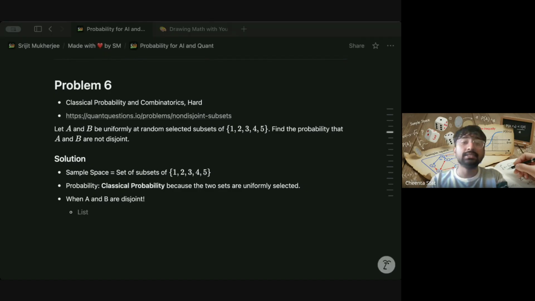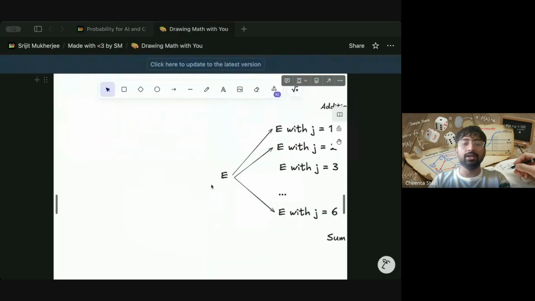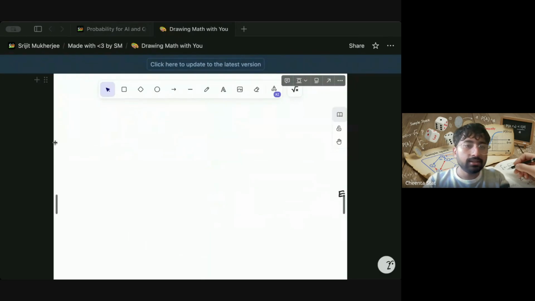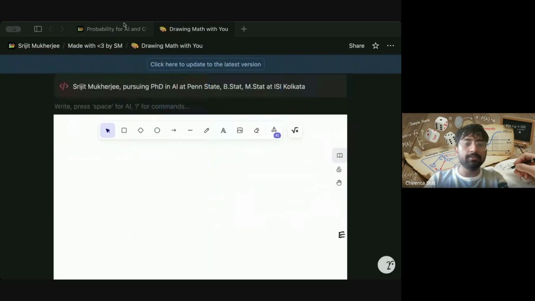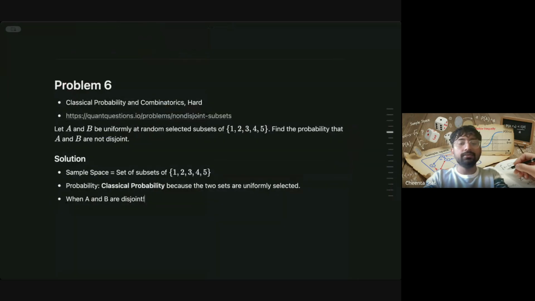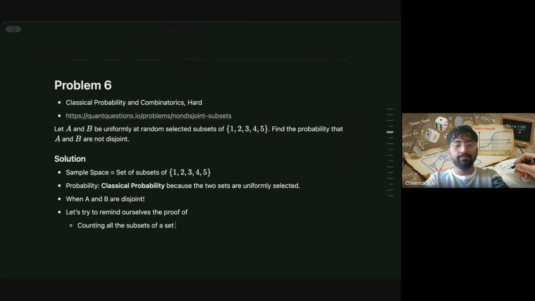That's the question. And this is something, it's hard, it's not easy to do actually. So I need a diagram to help you out. Okay, so before we solve this problem, let's try to recapitulate, or remind ourselves, the proof of counting all the subsets of a set.